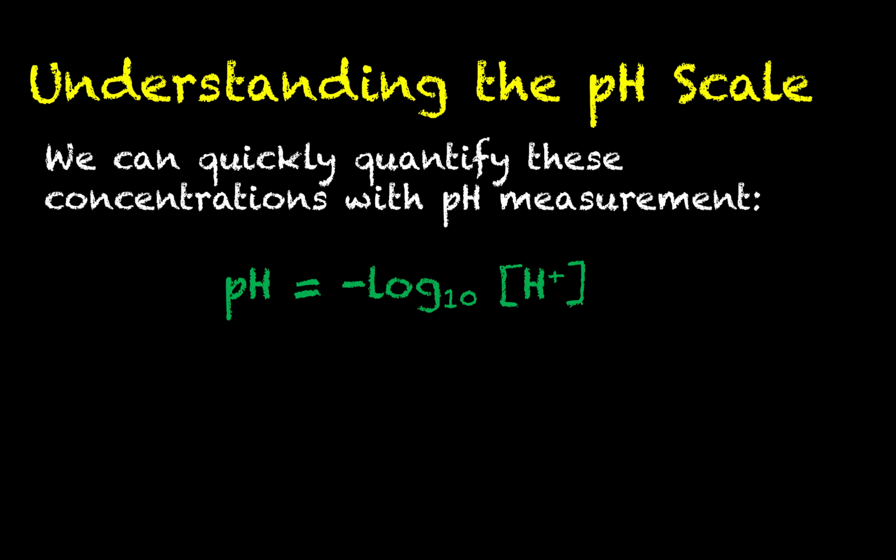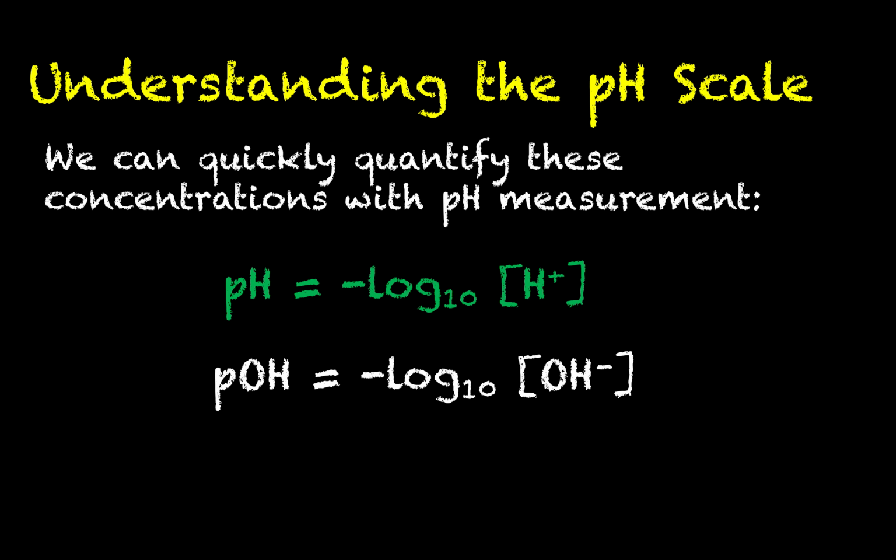The most common formula that you're going to see associated with pH is this one right here. The pH of any given solution is equal to the negative log base 10 of the hydrogen ion concentration. We can also calculate what is called the pOH, which is almost exactly the same sort of formula, negative log base 10 of the hydroxide ion concentration. And in both cases, the brackets here indicate that we are talking about the molar concentration, that being in moles per liter.